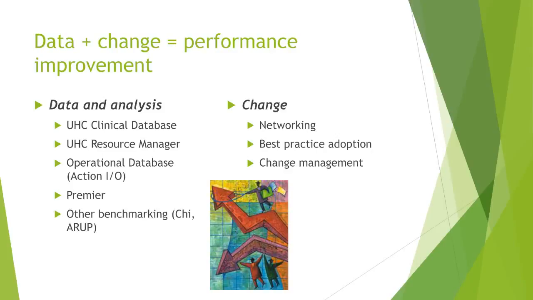But data alone does not achieve what we need to achieve. You need action, you need change, and that's what will result in performance improvement. So here are just some examples, and these come from a variety of sources. Data can come from databases and tools that organizations such as the University Health Consortium might have. Or many of you do benchmarking in a product called Action.io, and so you have an operational database. Or you may belong to the Premier organization, and they have tools. Or there are basic benchmarking tools out there from organizations like CHI, or your reference labs, for example, from ARUP.